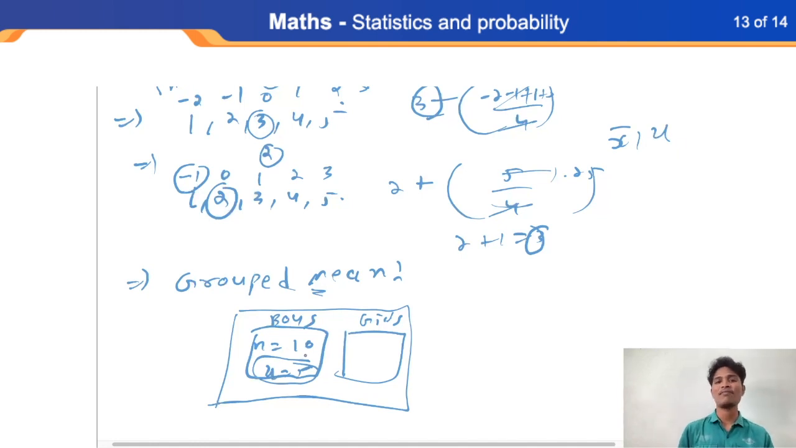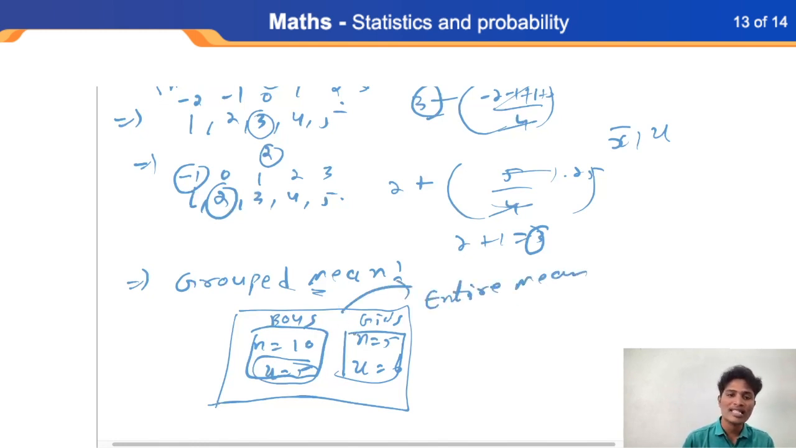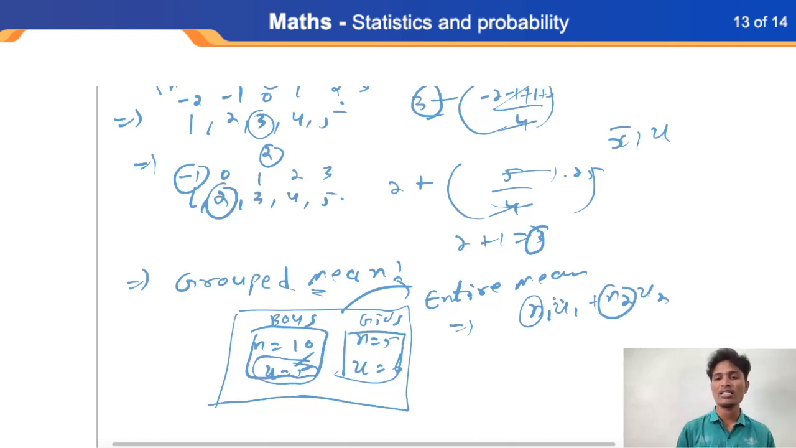Suppose the mean is taken as 5, and for the girls, the number of girls is equal to 5 and the mean of the subject marks is taken as 6. If I want to calculate the group mean of the entire class, this is with respect to boys, this is with respect to girls. Entire mean can be calculated as n1 mu1 plus n2 mu2, where n1 and n2 are the number of boys and number of girls, and mu1 and mu2 are the respective means, divided by how many boys and girls are present, n1 plus n2. This is the formula for grouped mean.